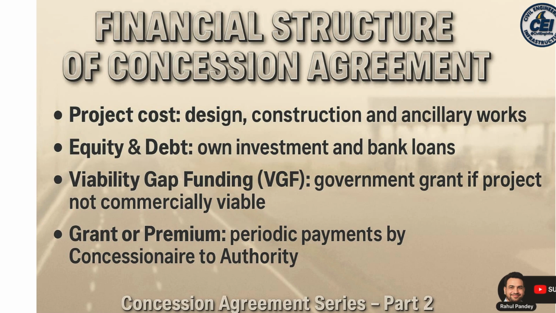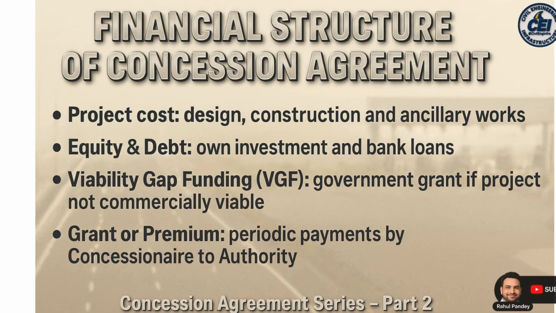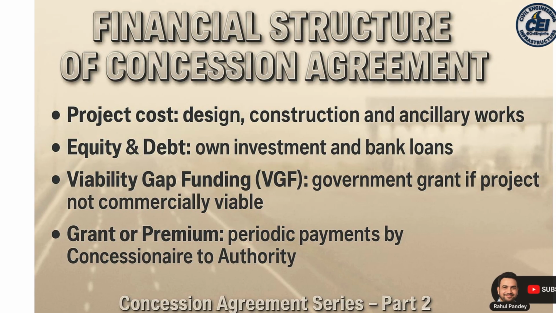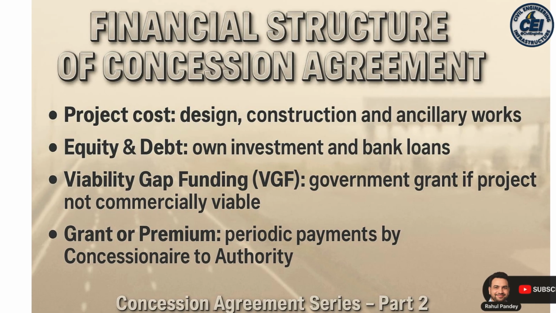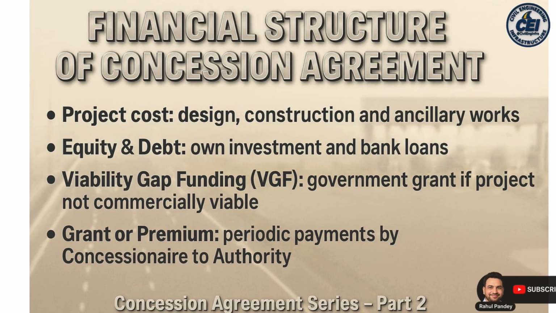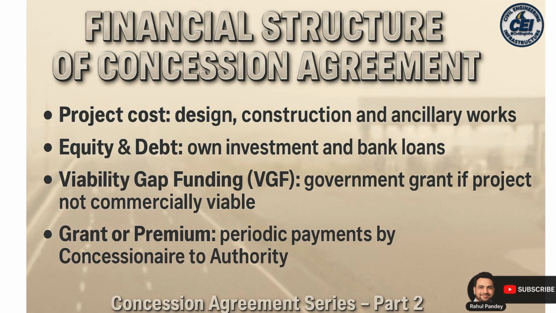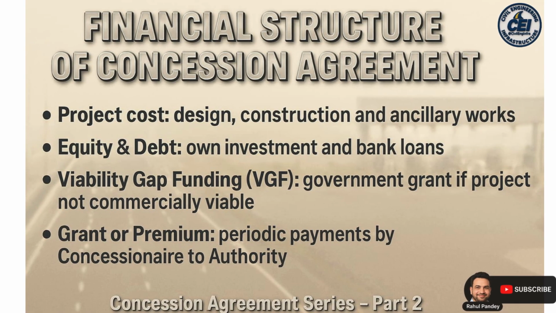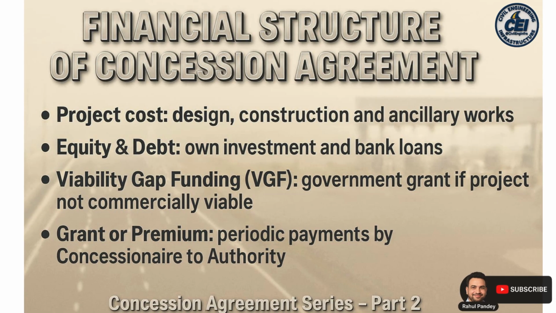Viability gap funding, VGF, government support, disbursement mechanism is performance linked. Premium, grant provisions. The agreement states premium, grant amount, schedule, escalation formula and default consequences clearly. Outcome. This financial structure clarifies where the money will come from, in what priority it will be used and how risk is allocated. Cash flows become predictable and transparency is maintained.